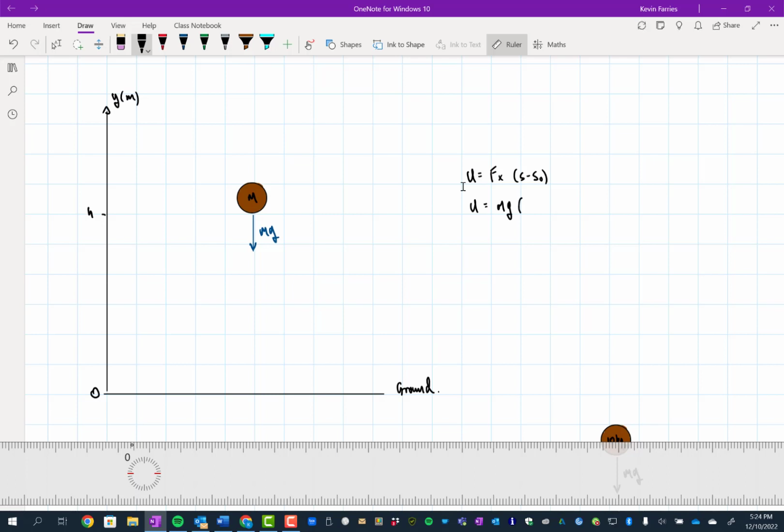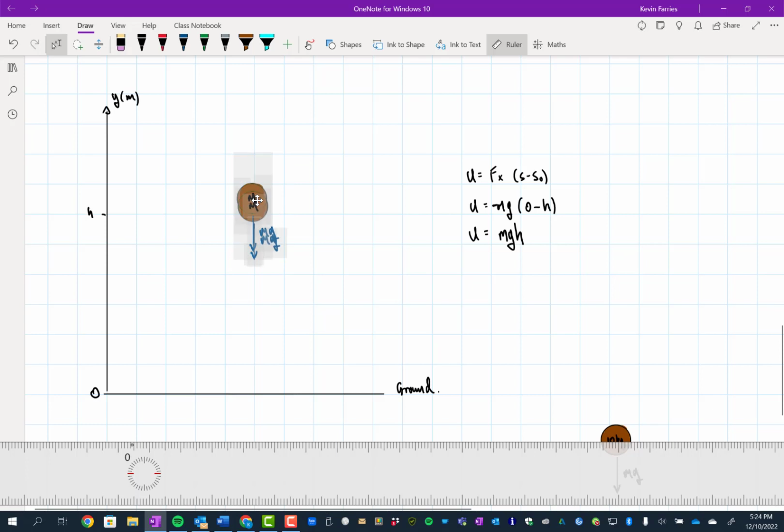In our case, we're thinking about the ball dropping from here to here. So final displacement is 0, initial displacement was h. And we have to be careful, the force is acting downwards as well, so it's also negative. Therefore the work done by the force, those negatives will cancel out, is going to be equal to mgh. So if this ball was going downwards, then the work done by that force as it goes down would be equal to mgh.